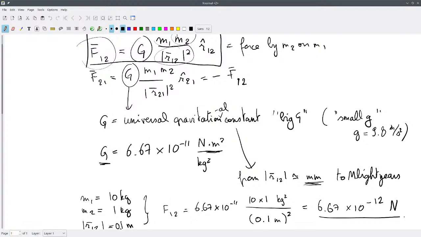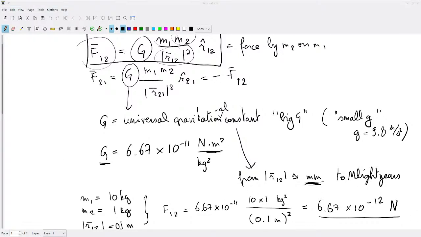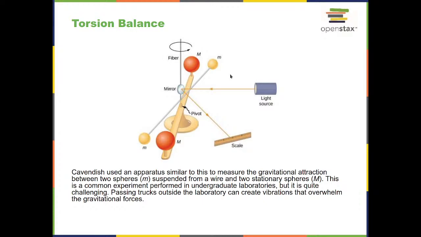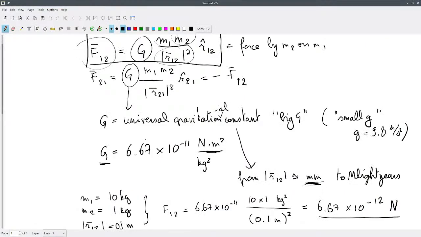So that's, of course, a very small force, and that's why it makes it very hard to measure. And that's why in this particular setup, the students have to typically let this come to rest. There can't be any air currents. There can't be any motion outside the laboratory, because that can cause forces that are larger than the force of those two masses on each other.